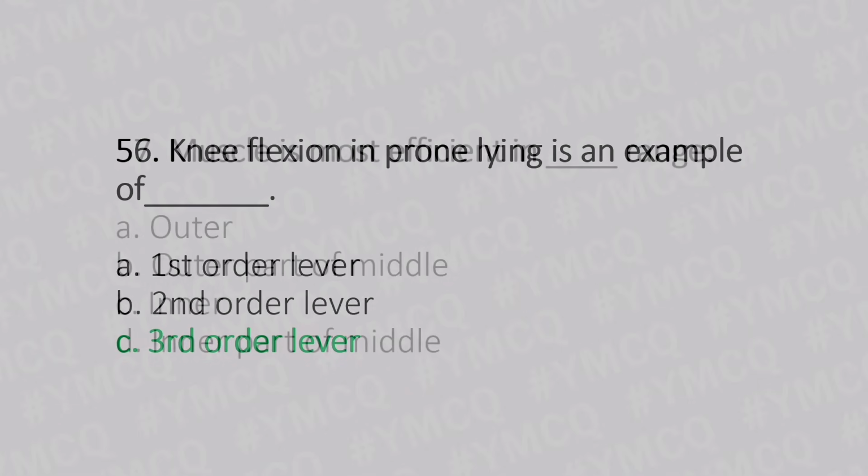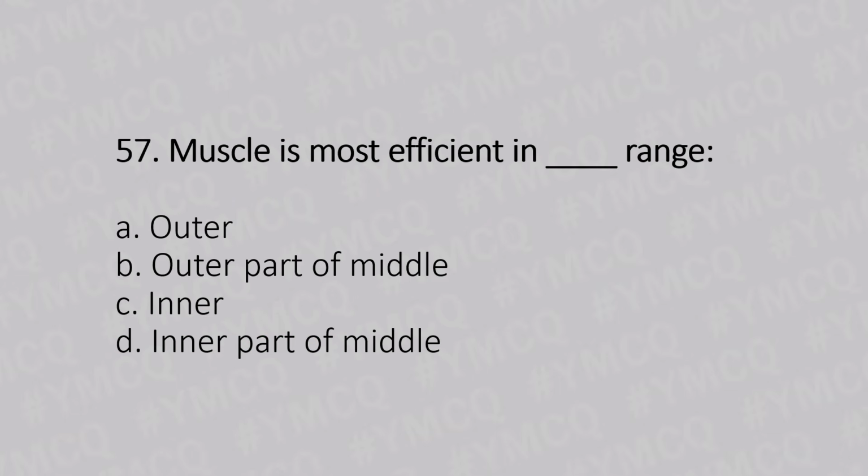Moving to our 57th question. Muscle is most efficient in dash range. Option A, outer. Option B, outer part of the middle. Option C, inner. Option D, inner part of the middle. And the answer is option B, outer part of the middle.